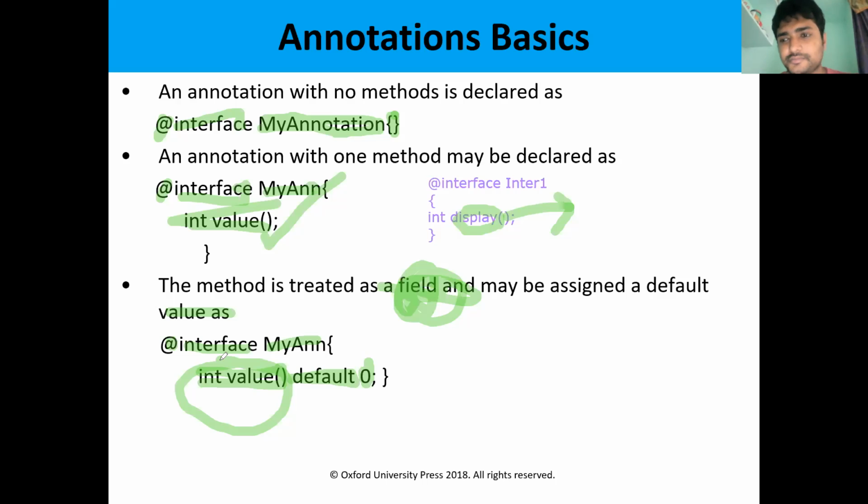We can simply say that it is a field. Field means x equal to 10, x equal to 20, x equal to 30. So the field value may be 10, 20, 30, 40, 50, anything. So we can treat that method as a variable, which means it can have some value.